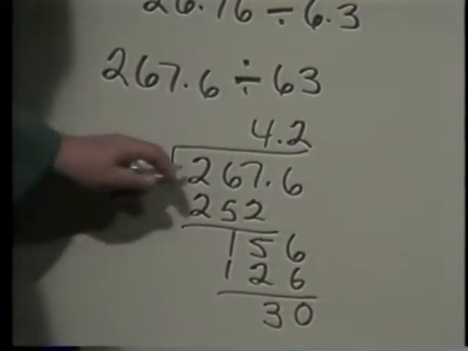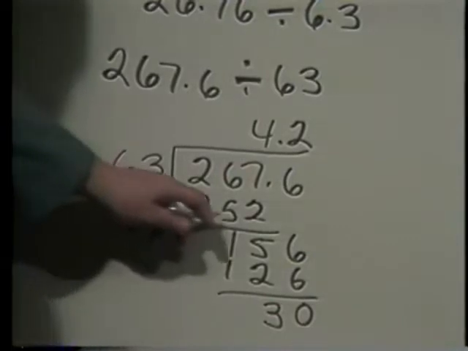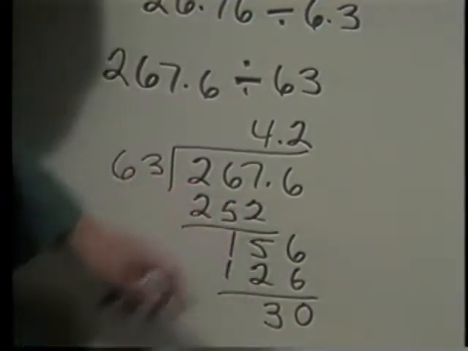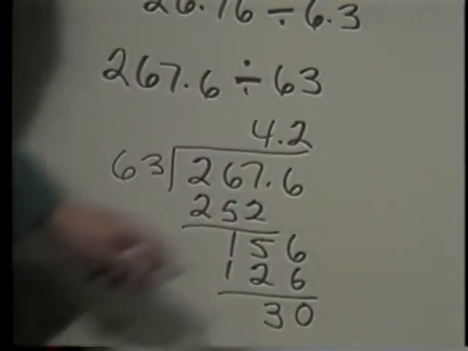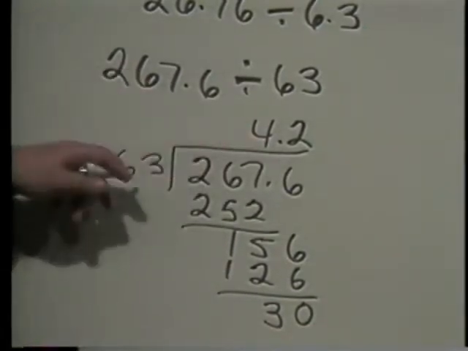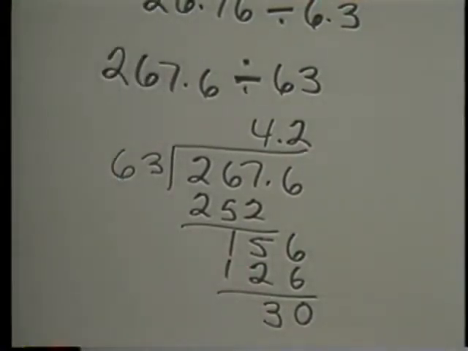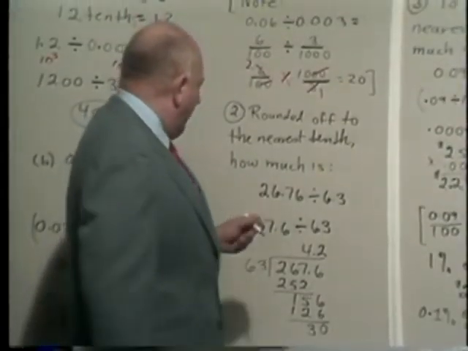We say 63 goes into 267 4 times. 4 times 63 is 252. We subtract, we get 156. Bring down the 6. 63 goes into 156 twice. Twice 63 is 126. We subtract, the answer is 30. Technically speaking, we can now stop.